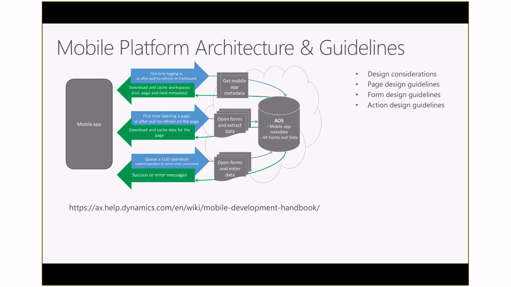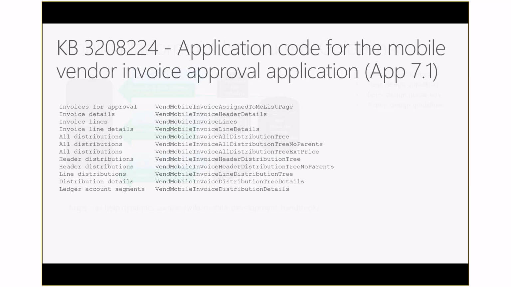Now, I have pulled this example from one of the hotfixes that we shipped for enabling the invoice mobile approval scenario for the 7.1 application. If you look at this, there is a total of 11 forms which are all mobile specific. Now, if you are familiar with the vendor invoice functionality on the AX side, then you can recall that there are corresponding desktop versions of these forms as well. So there is a vendor invoice assigned to me list page in standard desktop. Now we have a vendor mobile invoice assigned to me list page.